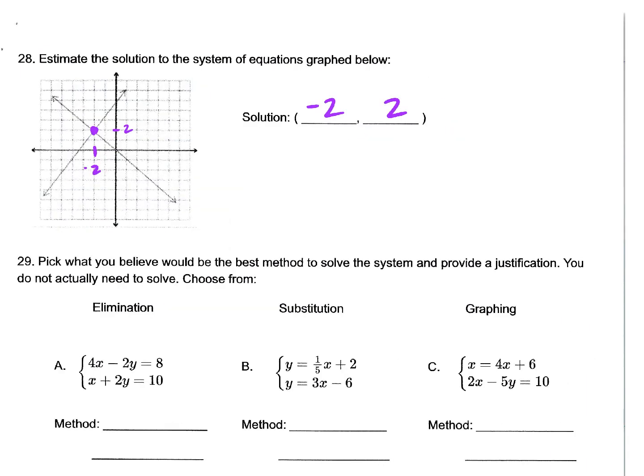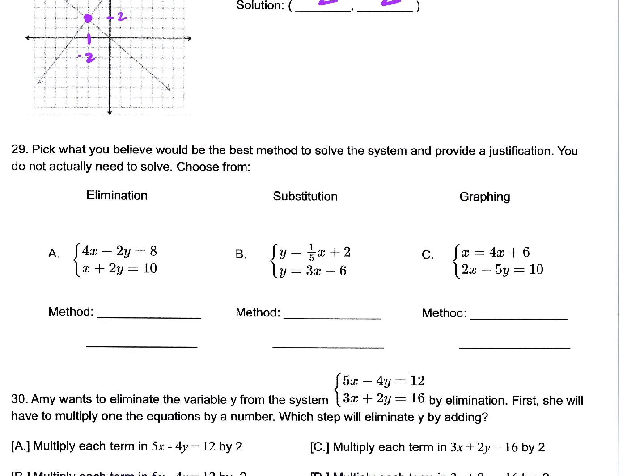So for question 29, it's asking you which method would actually work the best, but it doesn't tell you that you have to solve it. So each time you're looking at these questions, there's going to be different forms. Elimination is the right method because we have a +2 and a -2. So if you eliminate it by going straight down in the problem, adding, it would fix it. If you added straight down, you would end up eliminating that variable and getting x by itself.